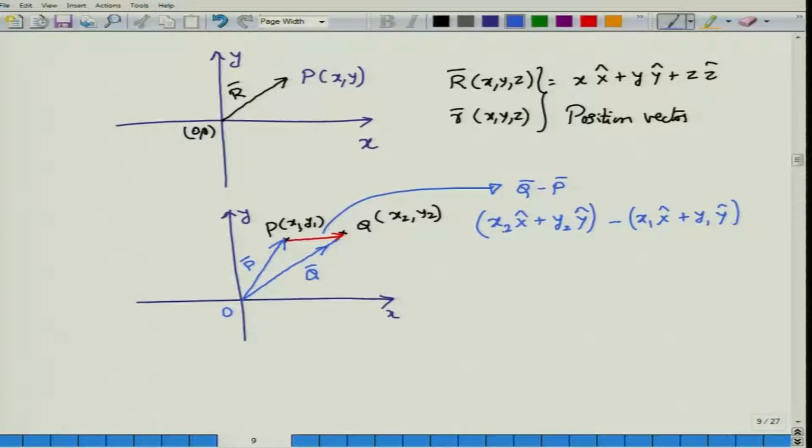Now when you subtract these two, you can see that you can individually collect the components and you obtain (x2 − x1) x hat plus (y2 − y1) y hat. Geometrically what this means is that if I project the red vector onto the x axis, I meet at points x1 and x2, and the difference between x1 and x2 is precisely the length that I have to move along the x axis.